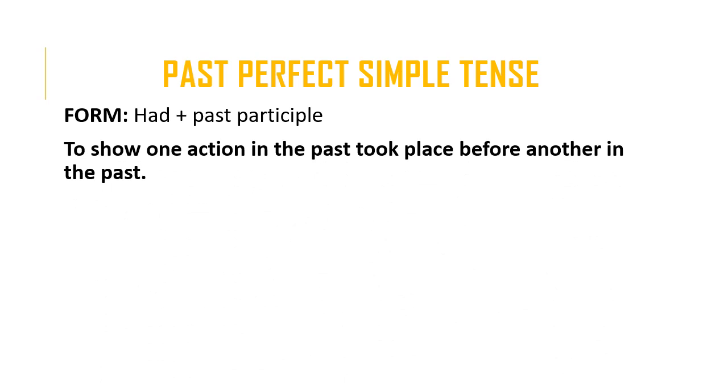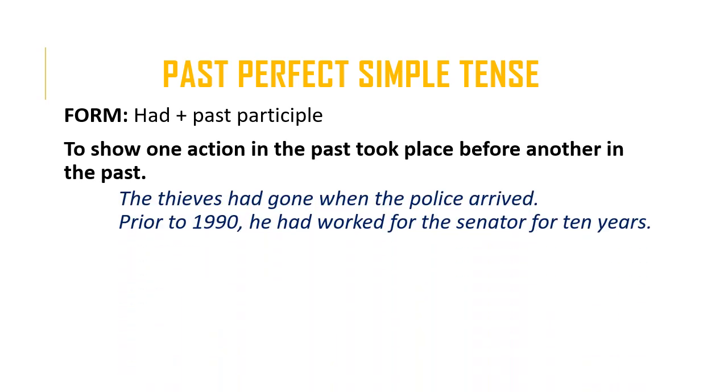So when do we use the past perfect simple? Well, we use it first of all to show that one action in the past took place before another action in the past. So for example, the thieves had gone when the police arrived. So the meaning of this is that the thieves left before the police arrived. So both of these things happened in the past, but one of them, the one that uses the past perfect, happened before the other.